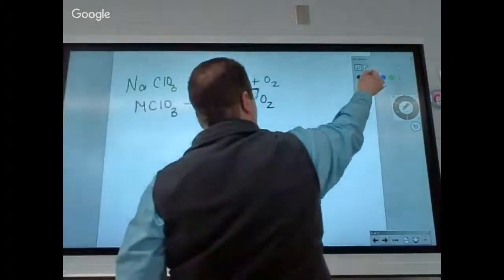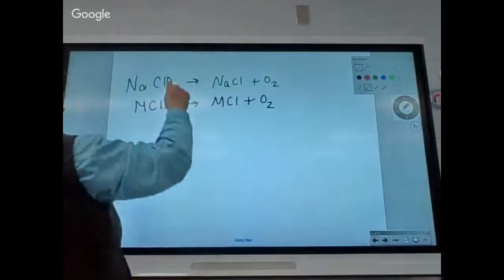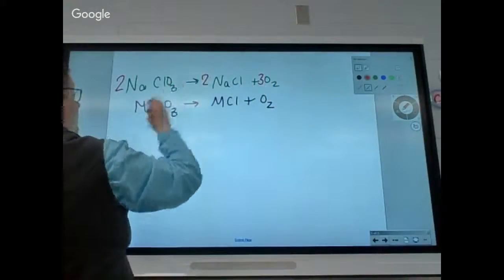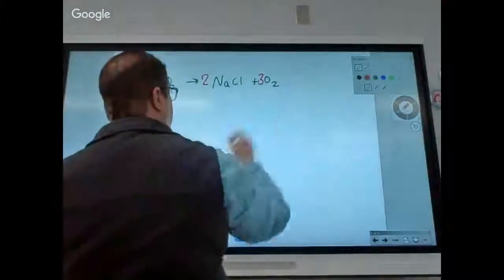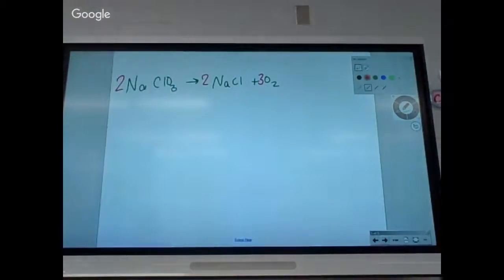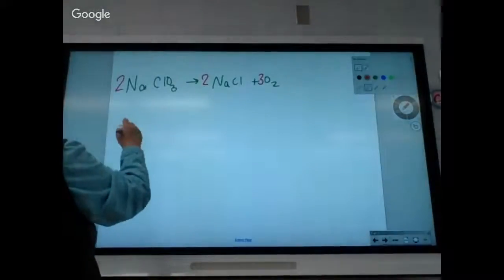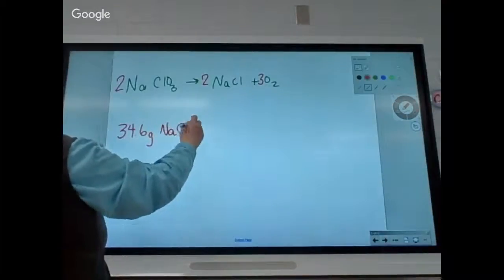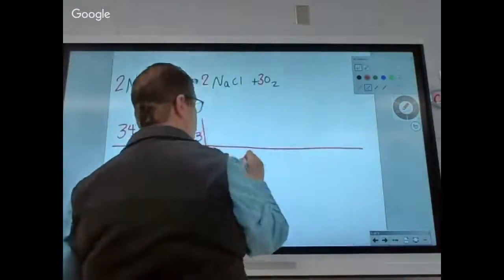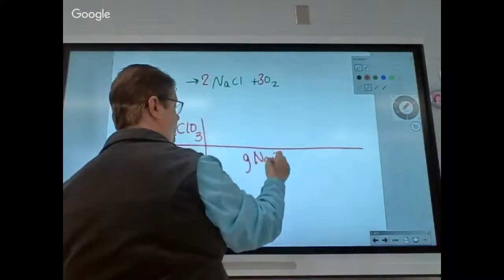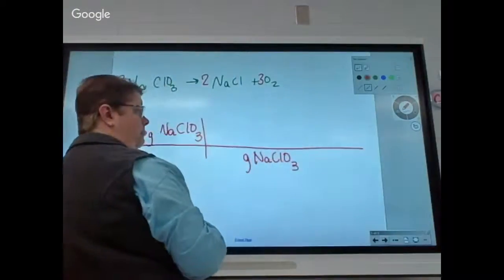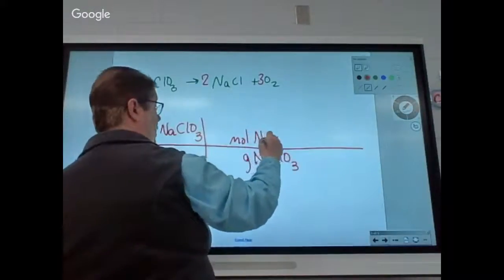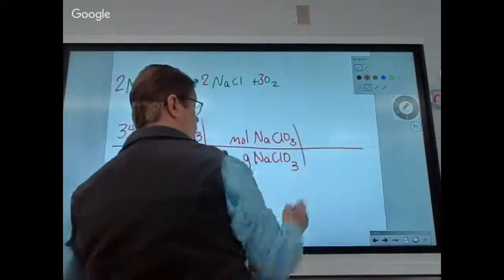Is this equation balanced? There's 3 O's and 2 O's. So we're going to put a 3 there, a 2 there, and then a 2 there. So from there, what's our given data in number 2? 34.6 grams of sodium chlorate. So what has to go on the bottom line? All right, so what do we put on the top? Is this a mole ratio? No. So sodium chlorate has to go back on top. What goes on the bottom?